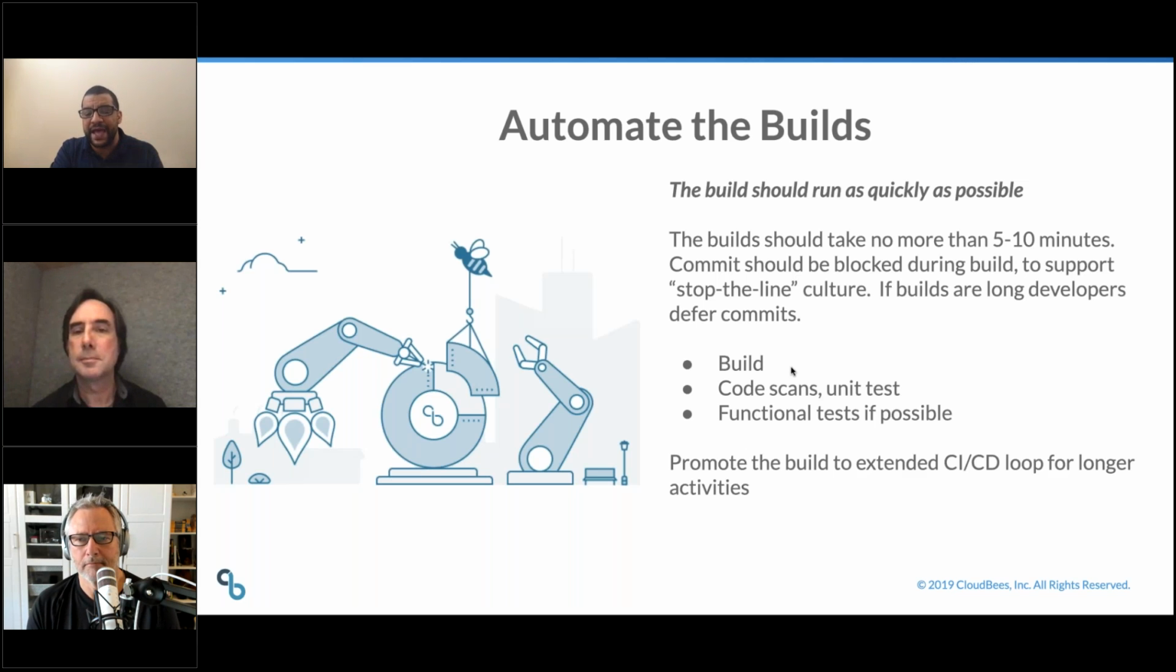If you can't do that, promote the build to another parallel extended CI/CD loop, and then free up your core CI loop to allow activity to resume again, right? You want to keep that train moving. When it breaks, stop the line, fix it, and get moving again.